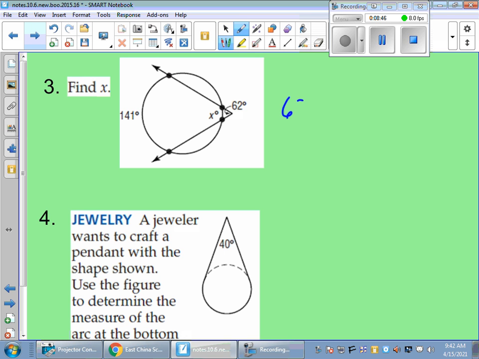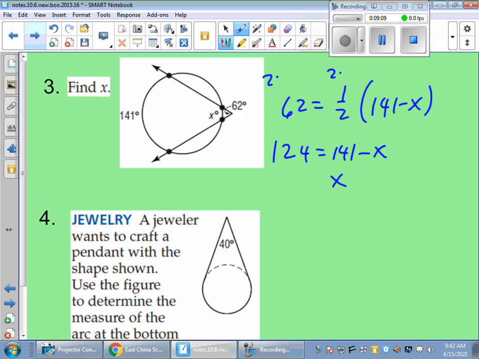So the first one, 62 equals 1/2 of 141 minus x. Hopefully we know how to set that up and then solve from there. So when you multiply everything by 2, times this by 2, it eliminates a 1/2. This becomes 124 equals 141 minus x. You subtract that over. Again, you get negative 17 equals negative x. Final answer, x is 17.